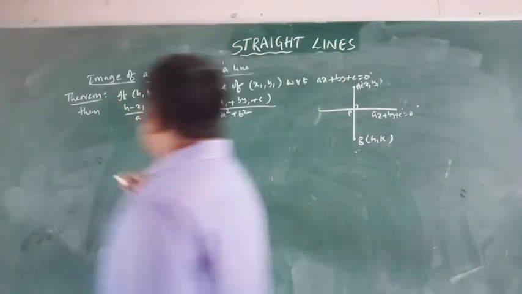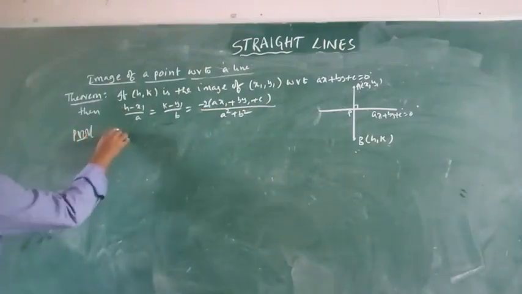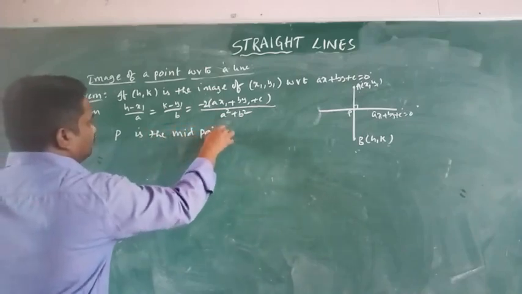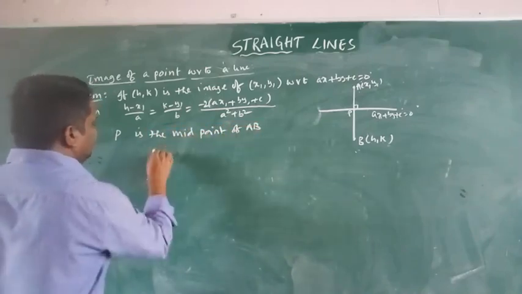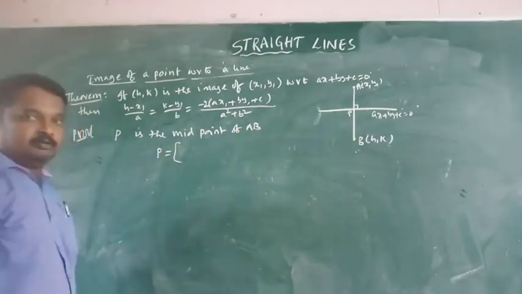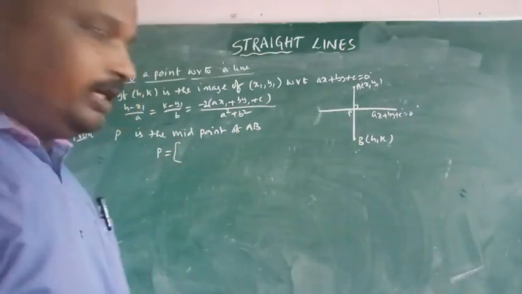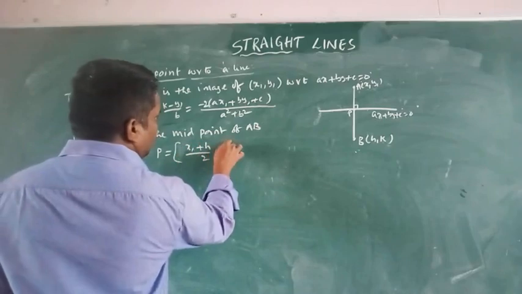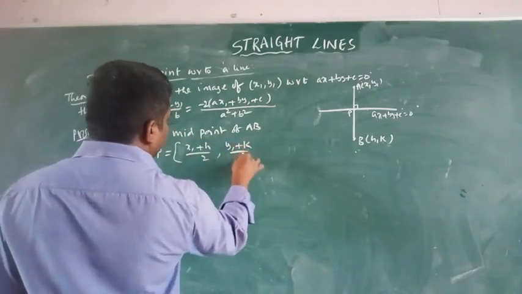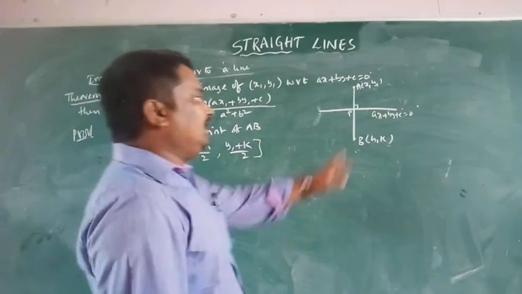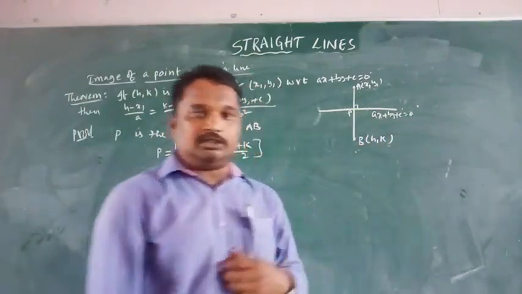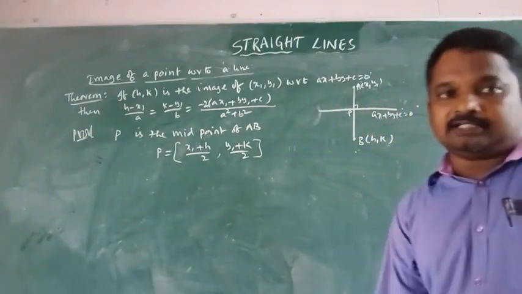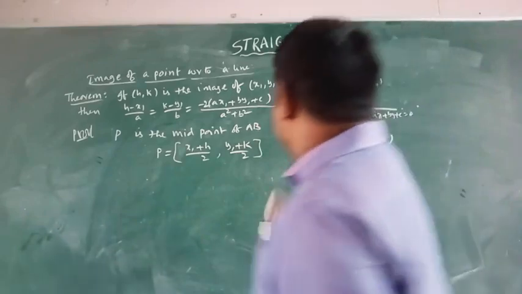So then, what is the p value? P is the midpoint of AB. Then P equals, you know the midpoint formula, (x1 plus x2)/2, (y1 plus y2)/2. That is (x1 plus h)/2, (y1 plus k)/2. So you observe that P lies on ax plus by plus c equals 0. So is it satisfying that or not? You substitute there, and you will get it satisfied.